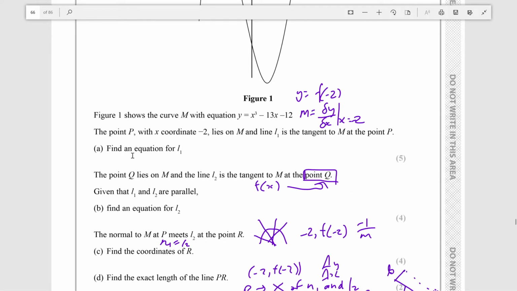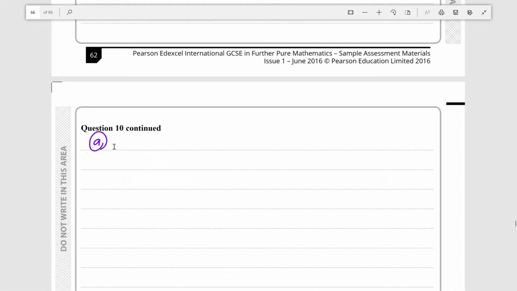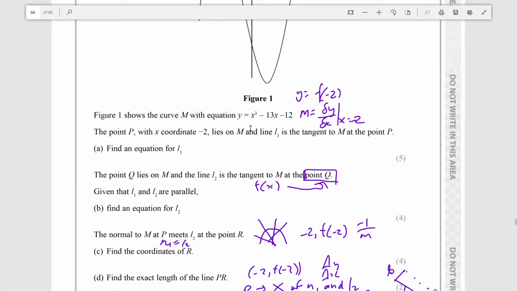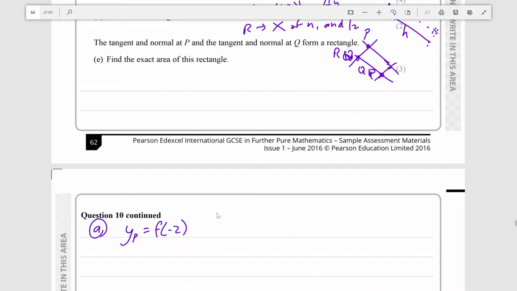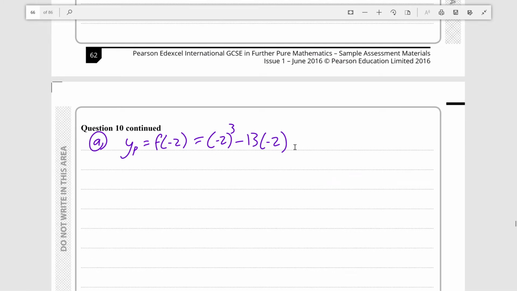Alright, so firstly, the point P with x-coordinate -2 lies on M and line L1 is tangent to M at the point P. Find an equation for L1. First, the y-coordinate of P is equal to f of -2. So that would be equal to -2 cubed minus 13 times -2, and finally minus 12.